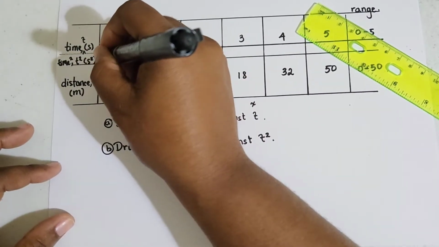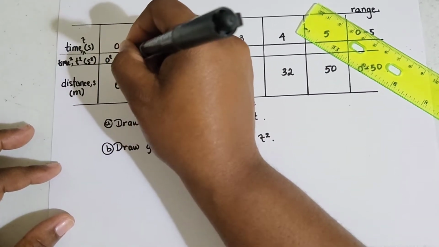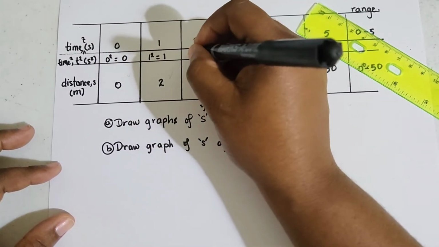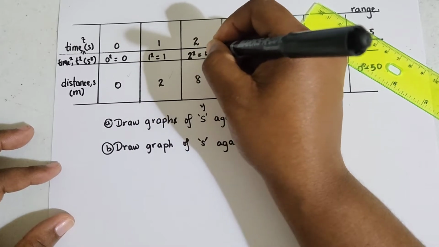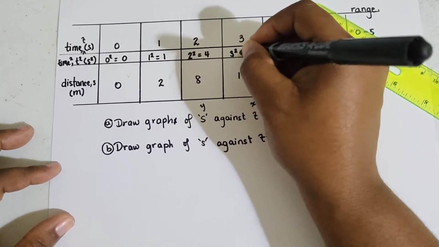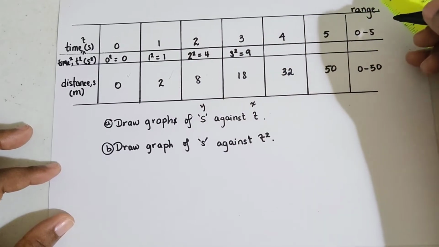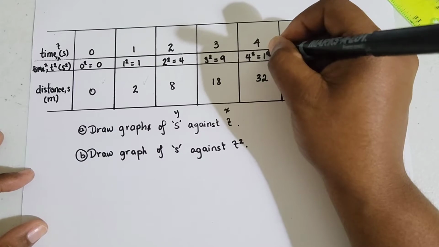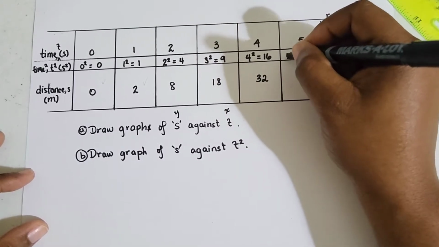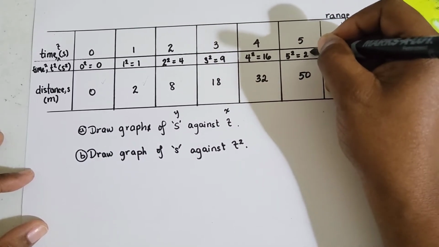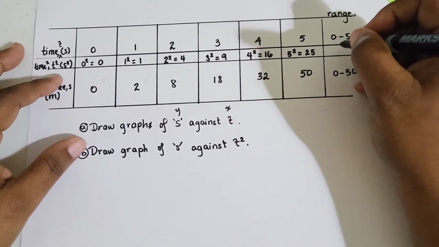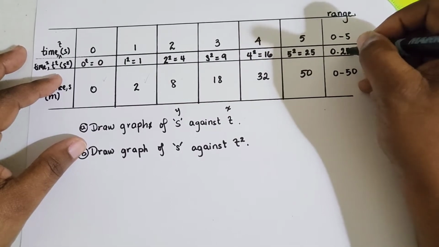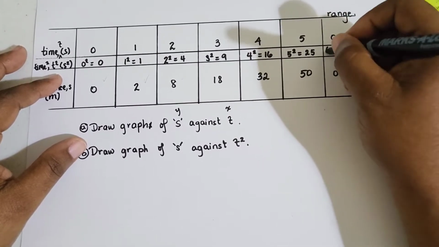So 0 squared is equal to 0. 1 squared is equal to 1. 2 squared is equal to 4. 3 squared is equal to 9. And we have 4 squared equal to 16, and 5 squared equal to 25. So now our range has changed from 0 to 5 to now 0 to 25. That's our range.